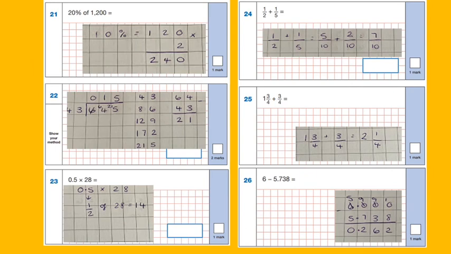The first one, 0 take away 8, I can't do. And the next value would also have been a 0, and so would the one after that. So I actually have to go all the way to my number 6 before I can find a value to exchange from. And then you carry across like that.